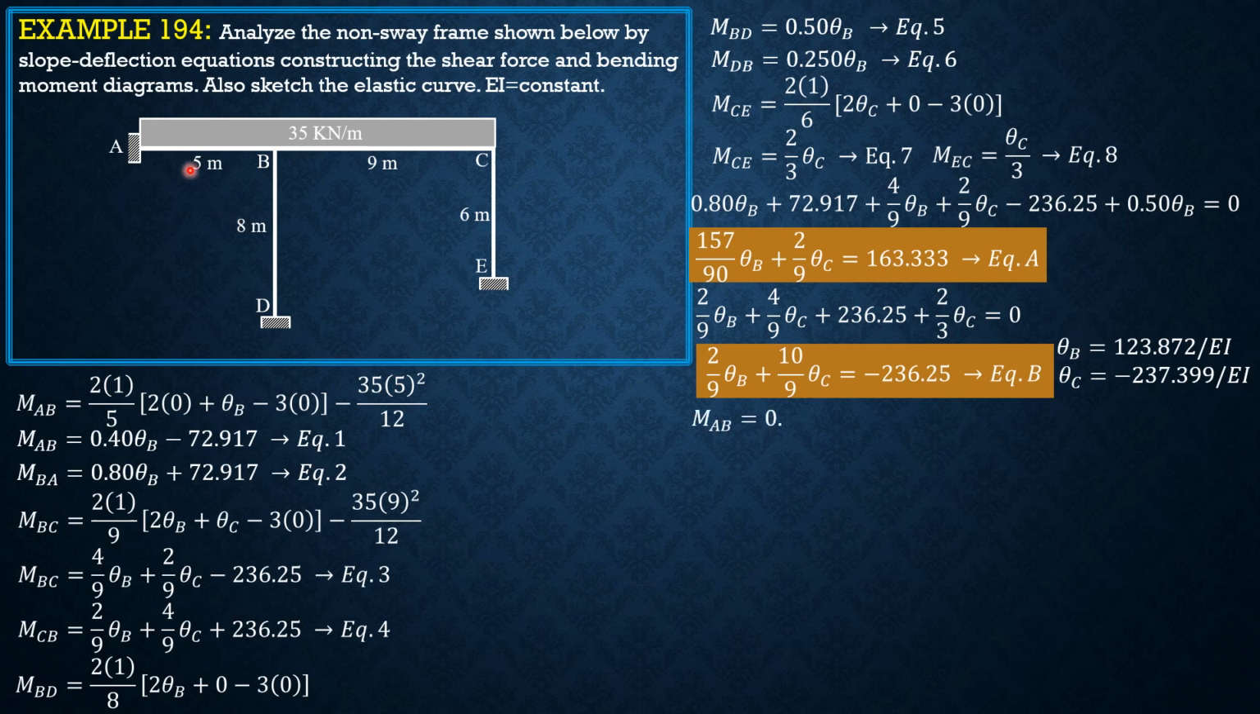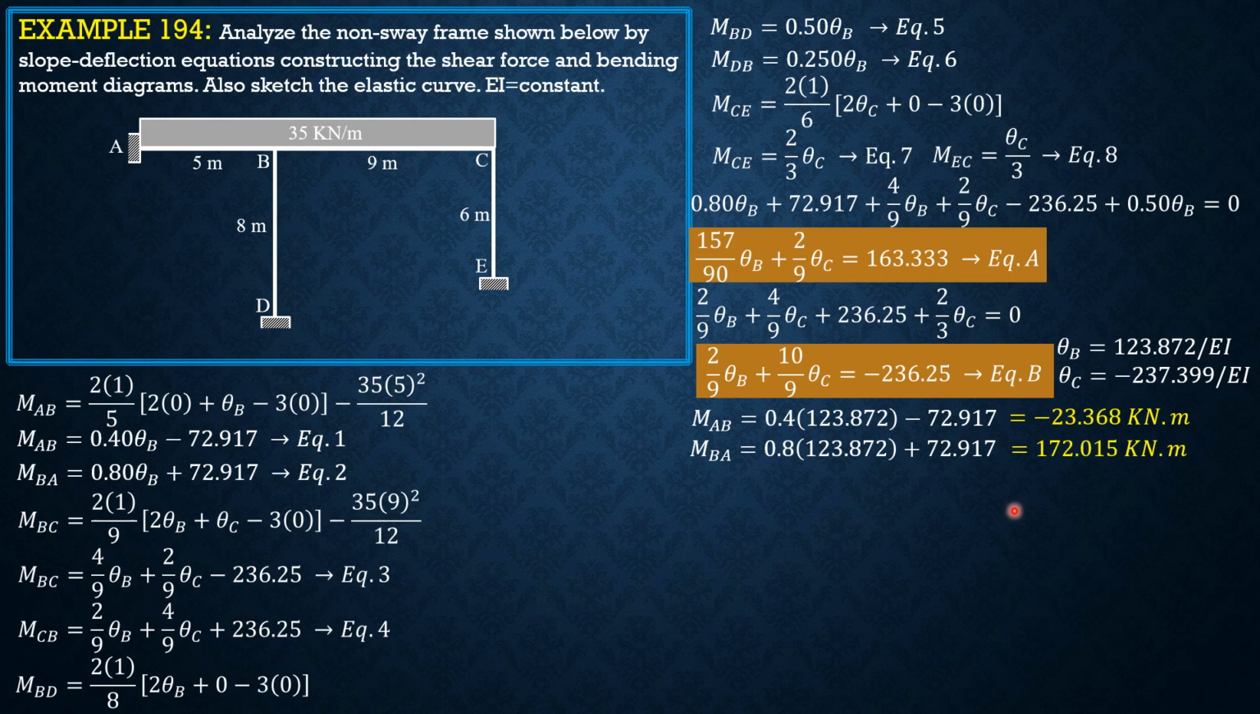Moment AB is equal to 0.4 of 123.872 minus 72.917. So moment AB is equal to negative 23.368 kilonewton meter. MBA is equal to 0.8 of 123.872 plus 72.917. So MBA is 172.015 kilonewton meter.